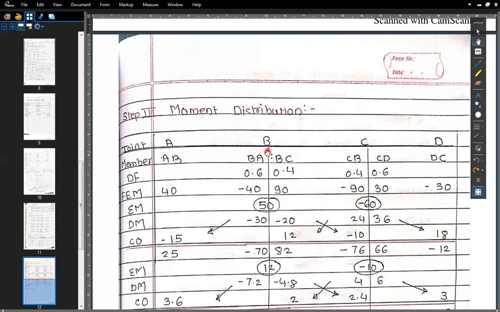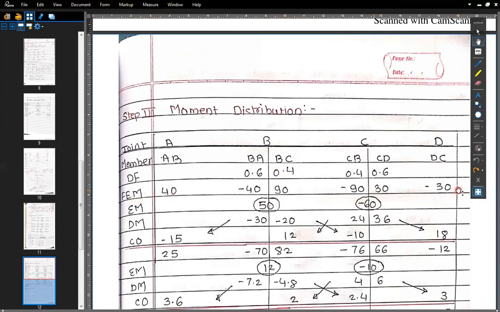So we are going to divide the spans with one line. So this is AB span, this is BC span, and this is CD span. Okay, according to that we have put the members meeting at that particular joint. Then we'll write the distribution factor. For AB there is no distribution factor, but we are not going to write 0 here. We'll keep it blank. For BA it is 0.6, BC 0.4, which we have calculated already, CB 0.4, CD 0.6, and DC it is a dash. Then we'll write the fixed end moments according to their sign.